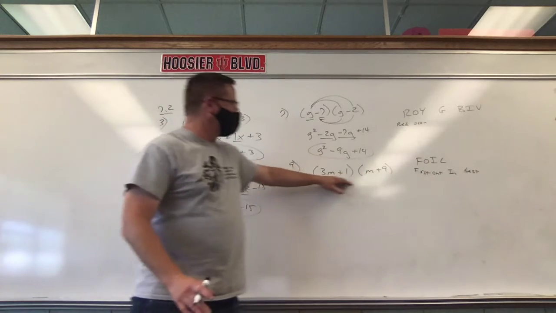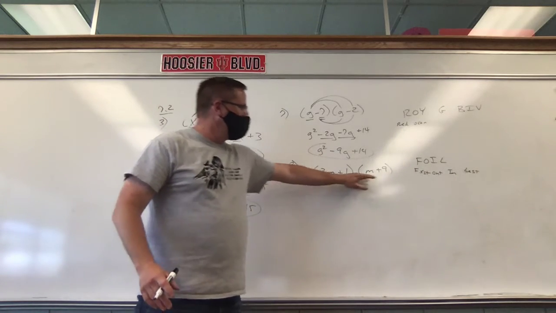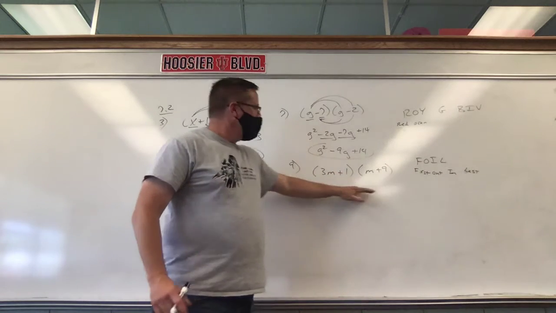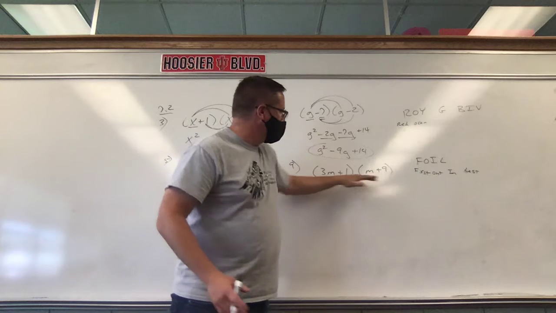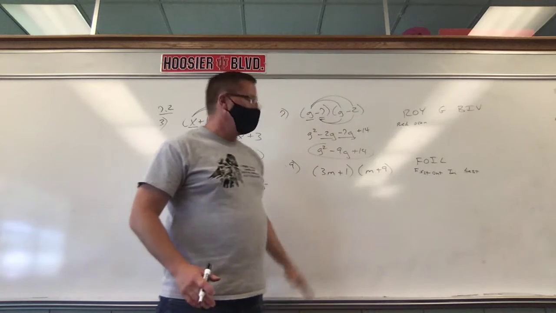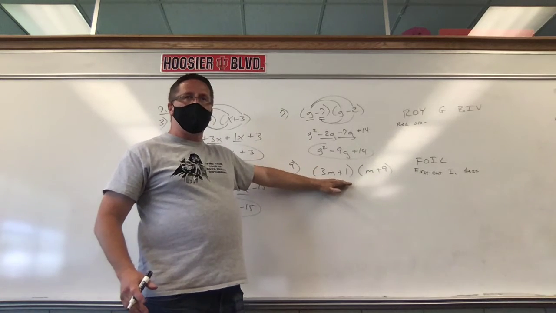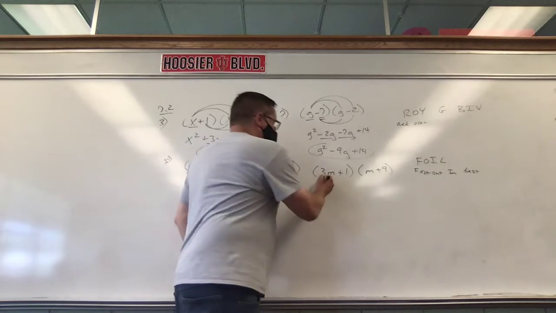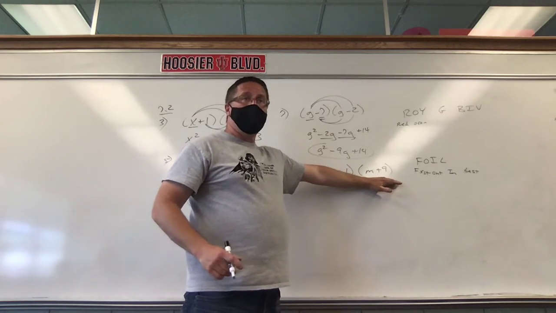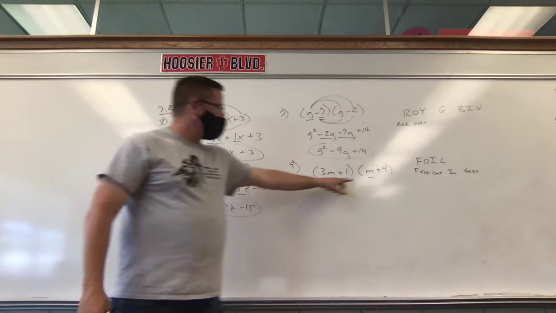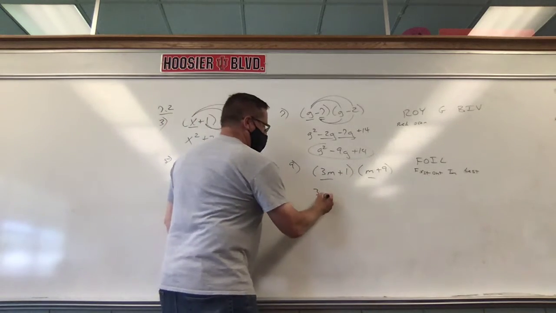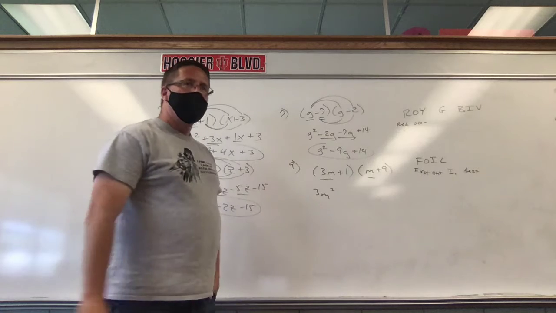So, do you see 4 terms here? 1, 2, 3, 4. Also think of it not just as 4 terms, think of it as 2 sets of 2 terms. What's the first term you see here? 3m. What's the first term you see in the other set? m. 3m times m is 3m squared.